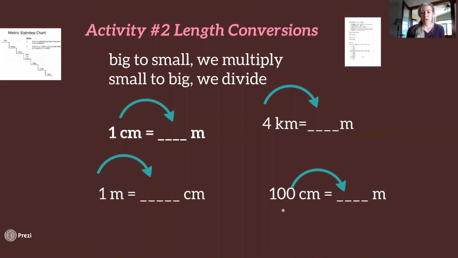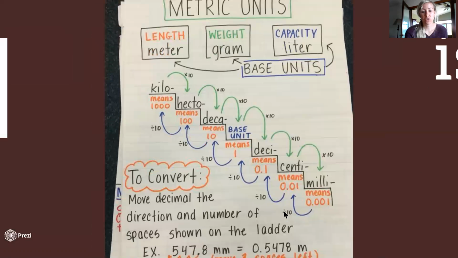And our final question for this one is 100 centimeters equals how many meters? So 100 centimeters. We are here at centimeters and we need to know how many meters. So we're going to write the number 100. Then we are going to move back 1, 2 decimal spots. This will leave us at 1 meter. 100 centimeters is equal to 1 meter.